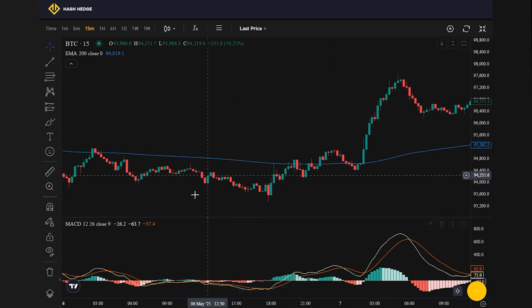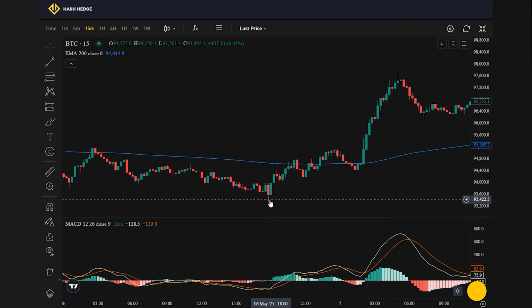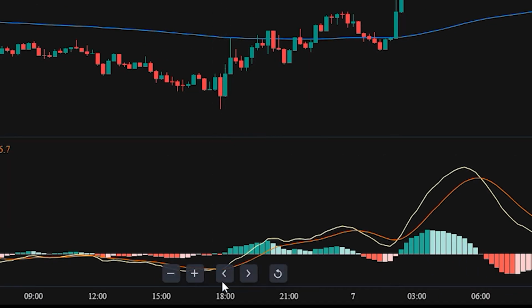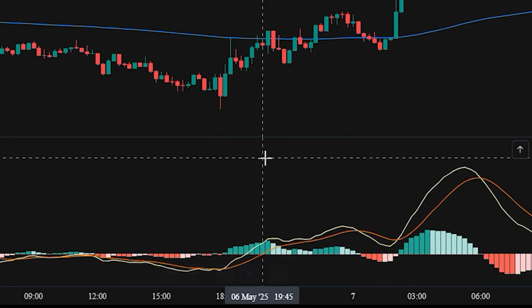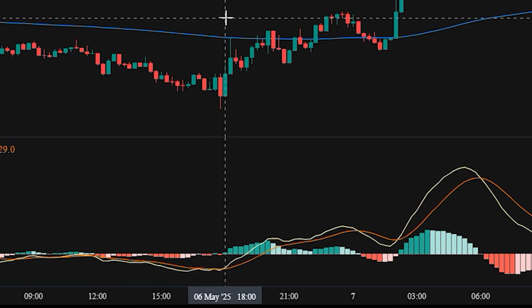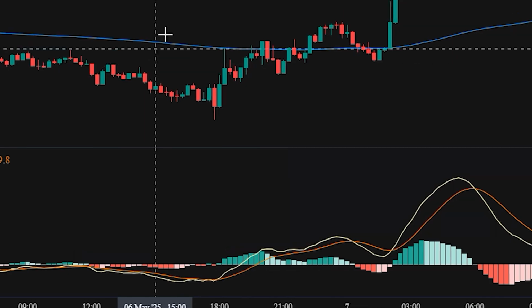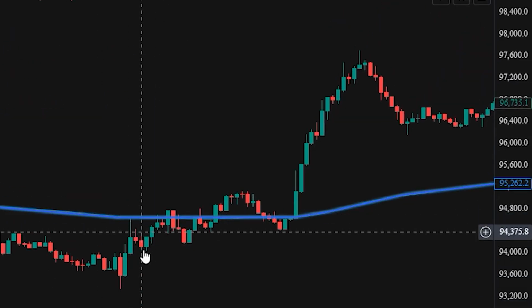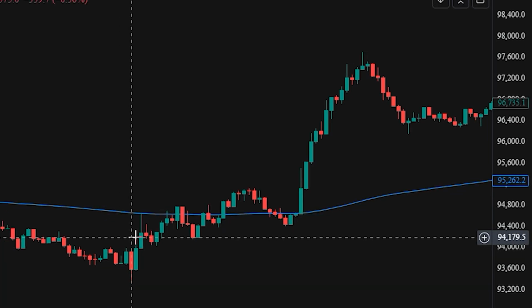Here, for example, at this moment, we have a signal for an up trade. As you can see, the moving average on the MACD has crossed from bottom to top, but it's a signal for an up trade. But our moving average chart does not confirm this signal. The chart is below the moving line.